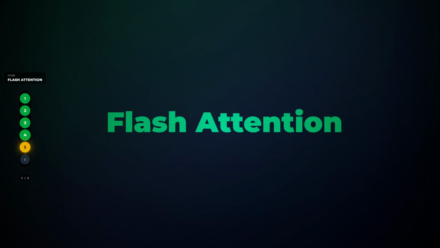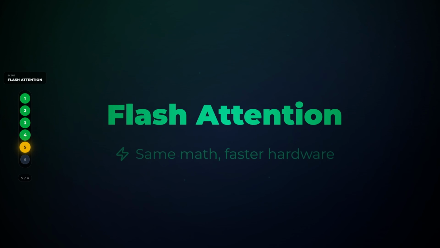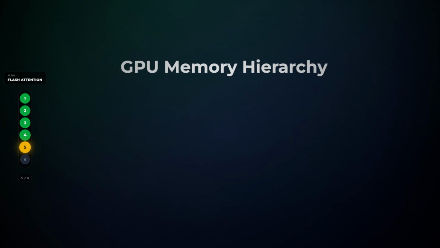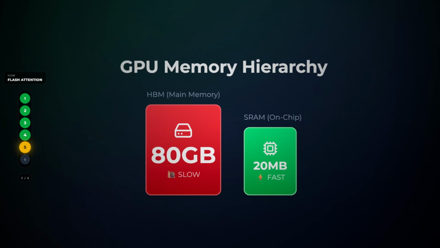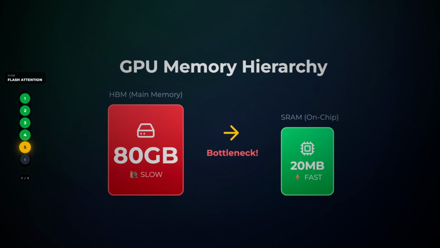All the methods we've discussed change the attention algorithm. Flash attention is different. It optimizes how we compute attention on GPUs. GPUs have 2 types of memory. HBM is large but slow. SRAM is tiny but fast. Standard attention writes intermediate results to HBM repeatedly.